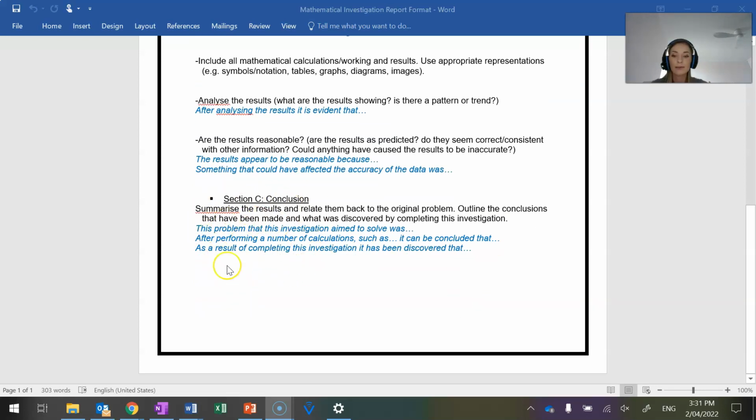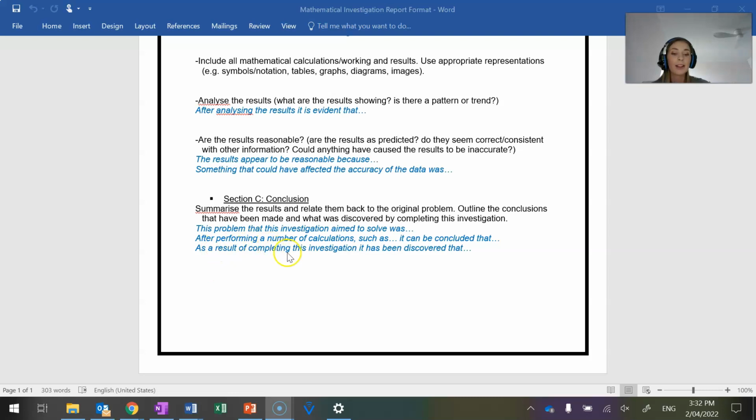Section C is your conclusion. So summarize your results and relate them back to the original problem. You need to outline the conclusions that have been made and then state what was discovered by completing the investigation. Some sentence starters that you can use in your conclusion are: this problem that this investigation aimed to solve was, and then obviously repeat your question or your problem.